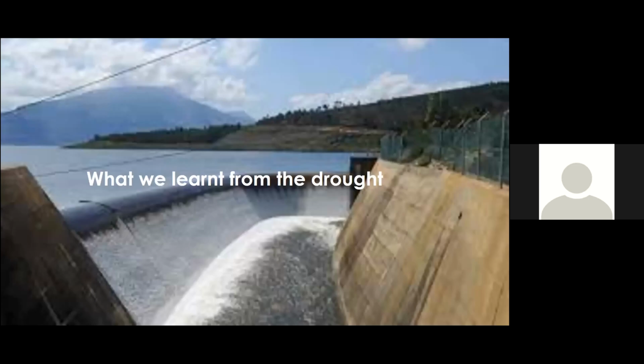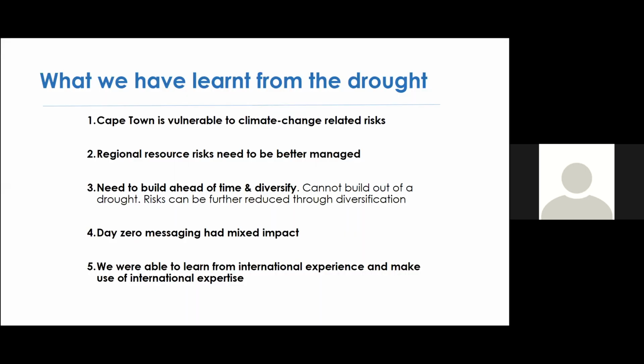The city and its residents have definitely learned a lot from this drought, but I would like to hone in on 5 key learnings which have informed our future water plans. 1, Cape Town will remain vulnerable to climate change related risks, and there are multiple climate studies that show this, and we will need to plan for this. Secondly, our regional resource risks need to be better managed as we are dependent on a broader water supply system, which will require cooperative governance across multiple spheres of government.